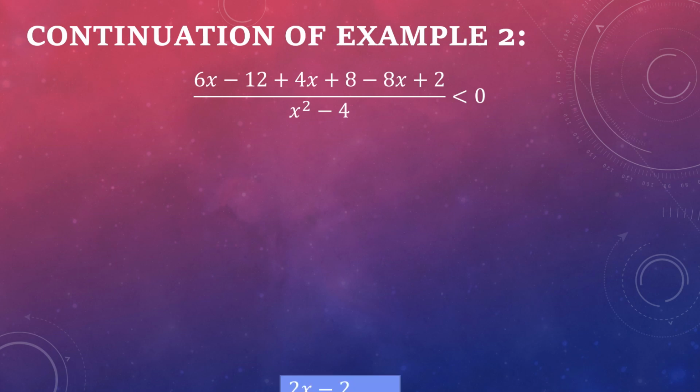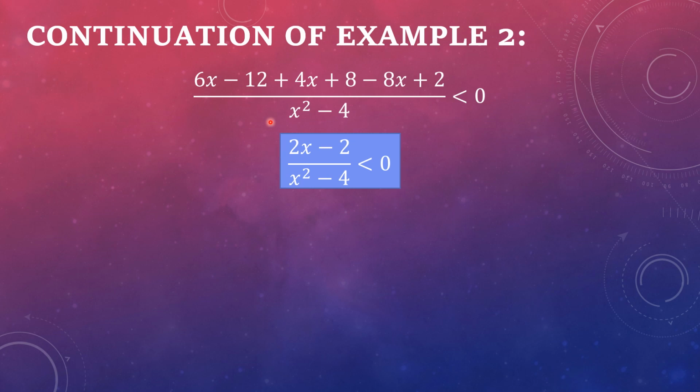We combine like terms, so we have 6x plus 4x minus 8x is 2x. Negative 12 plus 8 plus 2 is negative 2 over our LCD x squared minus 4 less than 0.